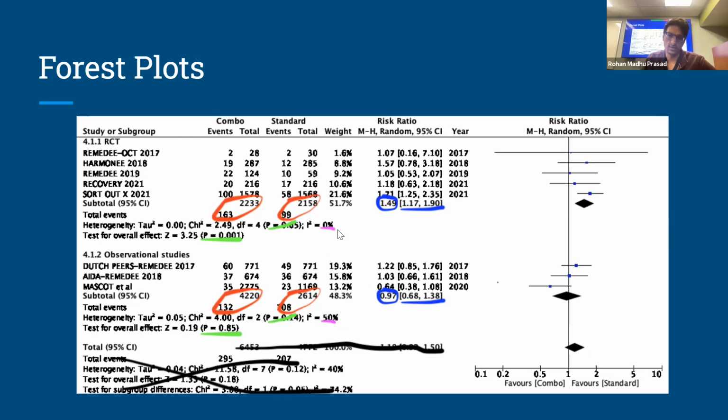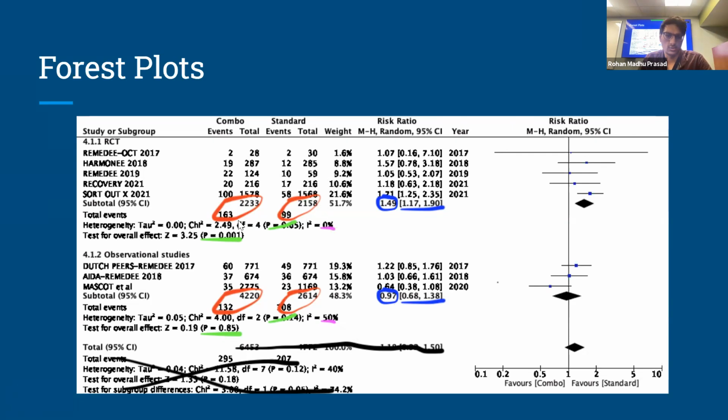What I've highlighted in purple is your I2, your heterogeneity number. So 0%. So basically the forest plot, the p-value, the I2, and the 95% confidence interval are all indicating that this is a significant study, that the results of this meta-analysis are significant.